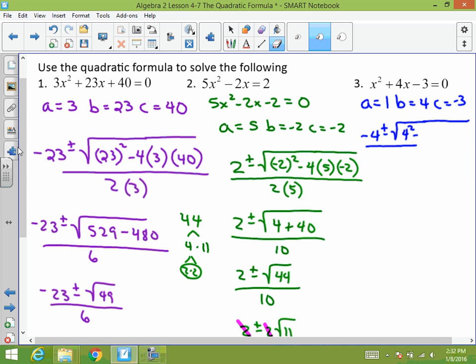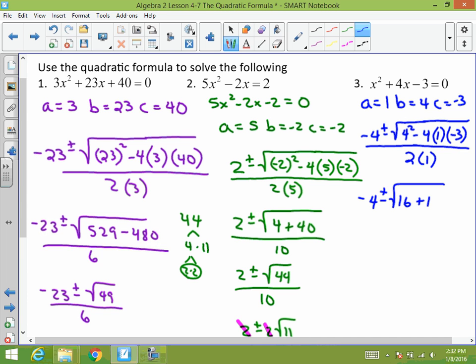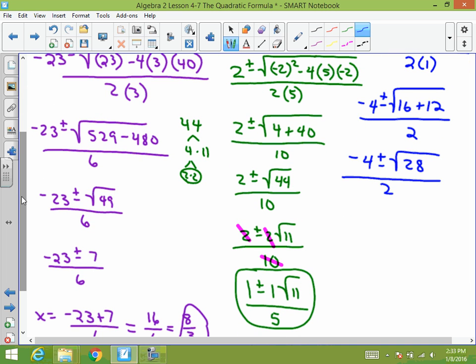Okay. Negative B plus or minus the square root of B squared minus 4 times A times C, all divided by 2A. So we're going to have negative 4 plus or minus the square root of 16 plus 12, because minus a minus, all over 2. So negative 4 plus or minus the square root of 16 plus 12 is 28, all over 2. 28 should reduce. 28 is 4 times 7, and 4 breaks down to 2 times 2, so it's 2 square roots of 7, so negative 4 plus or minus 2 square roots of 7, all over 2.